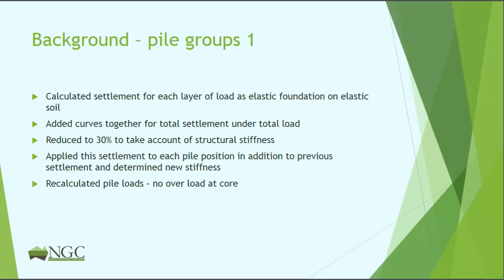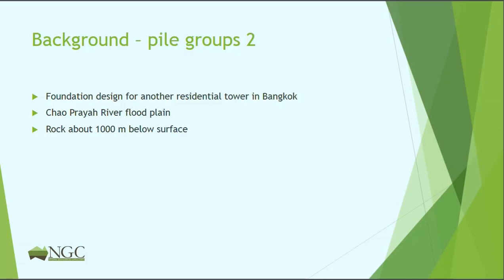The structure has got some stiffness, and I arbitrarily took about 30% of the total settlement to account for the structural stiffness. And I applied that settlement to each pile position, so that under this 40-meter square mat, we had lots of piles, and there was a separate spring stiffness calculated for each pile. And when we did that, there was no overload at the core, the dishing of the mat was reasonable, and everybody went away happy.